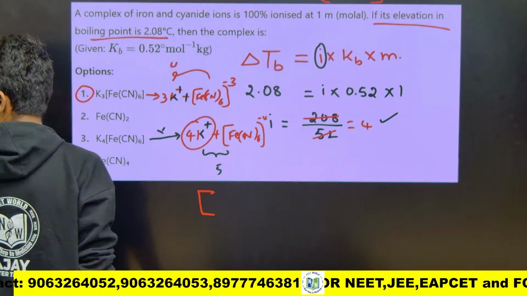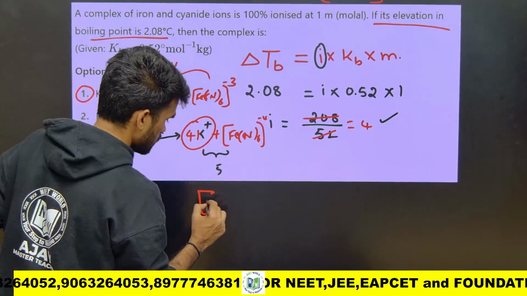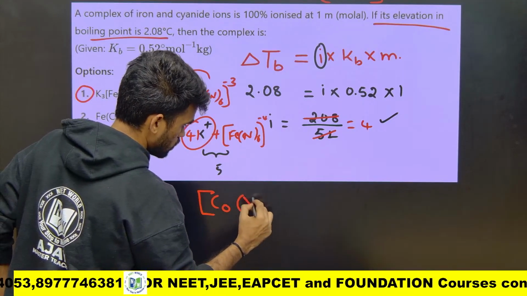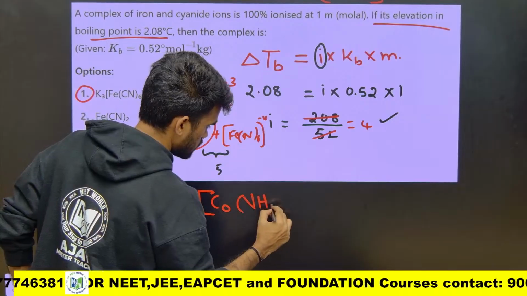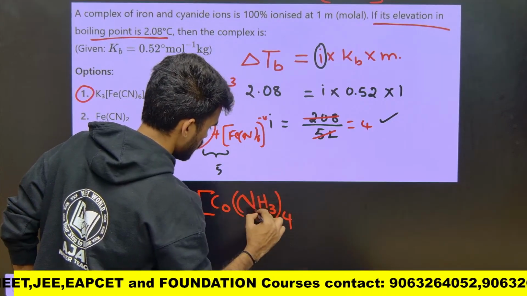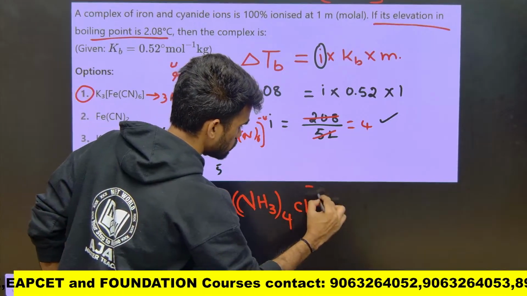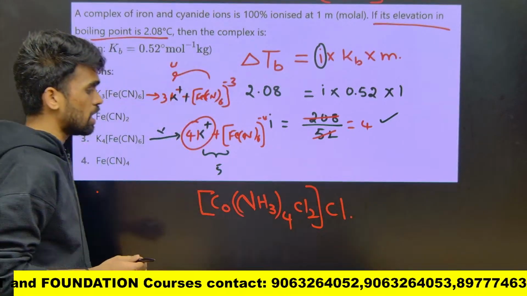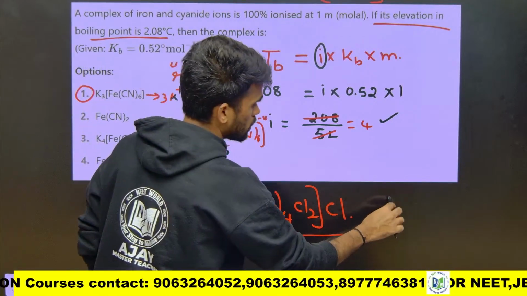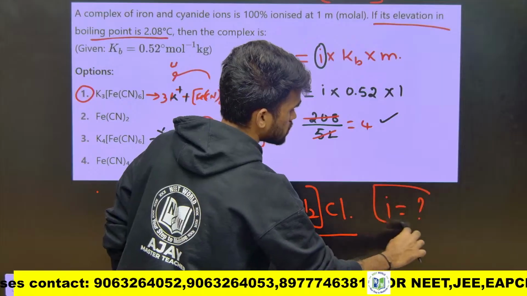The complex is mentioned like this: [Co(NH3)4 Cl2]Cl. So what is the Van 't Hoff factor, that is i, for this particular complex? Tell me in the comment box, it will be discussed.